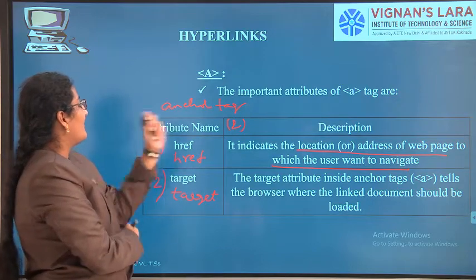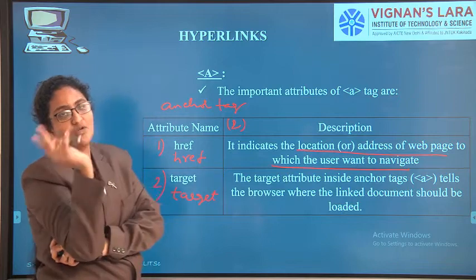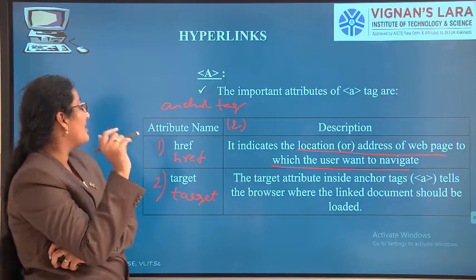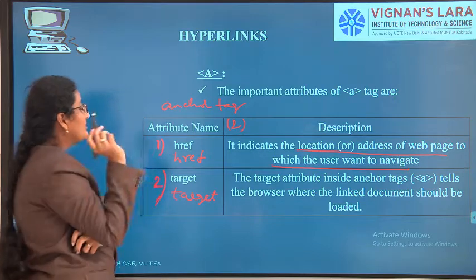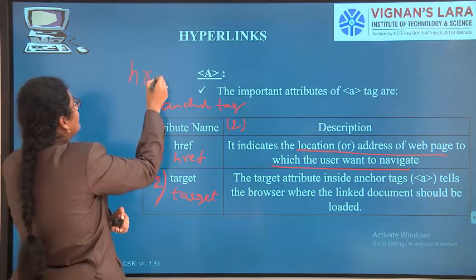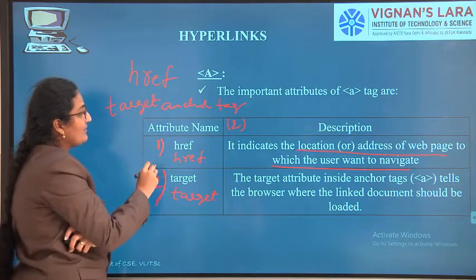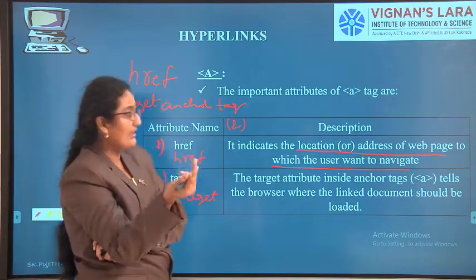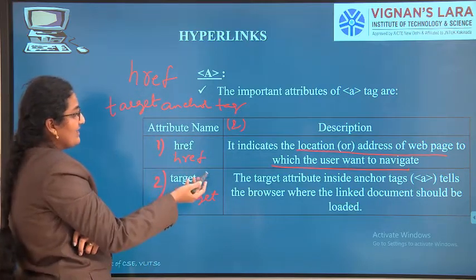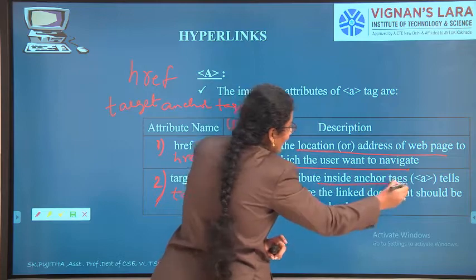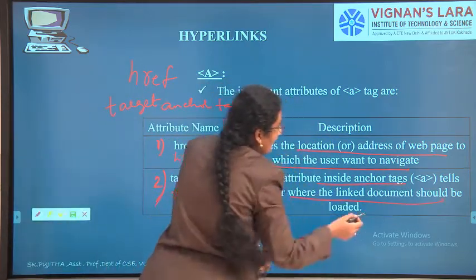So hyperlink is nothing but anchor tag. For moving from one web page to another web page, we are using hyperlinks. This hyperlink has 2 attributes. The 2 attributes are nothing but href and target. First, href is used for the location or address of the web page to navigate. And target will be inside the anchor tag and it will tell the browser where the linked document should be loaded.